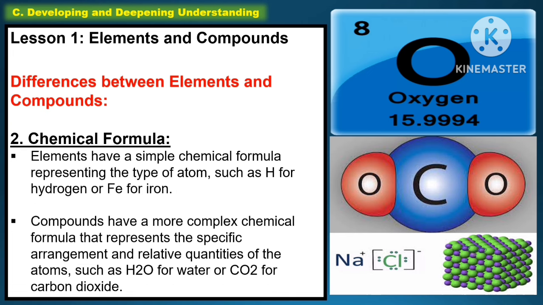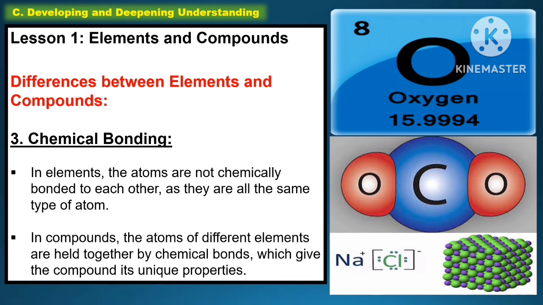Another difference between elements and compounds is the chemical formula. Elements have a simple chemical formula representing the type of atom, such as H for hydrogen or Fe for iron. Compounds have a more complex chemical formula that represents the specific arrangement and relative quantities of the atoms, such as H2O for water or CO2 for carbon dioxide.